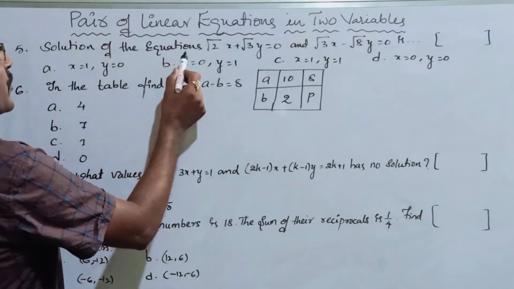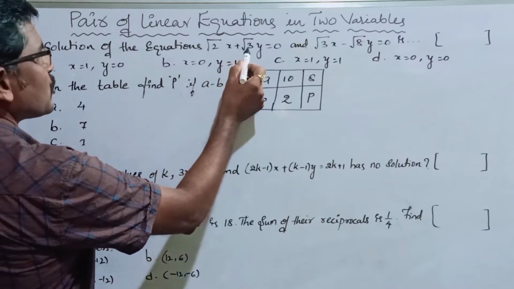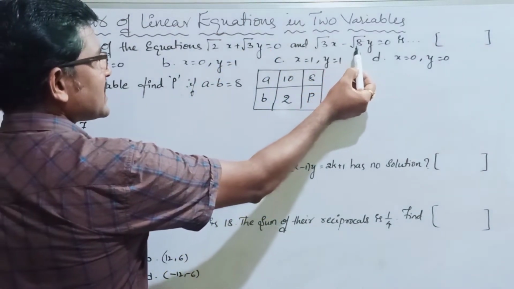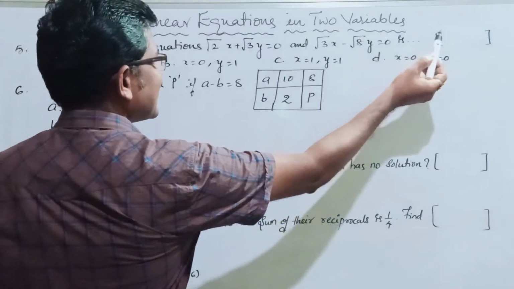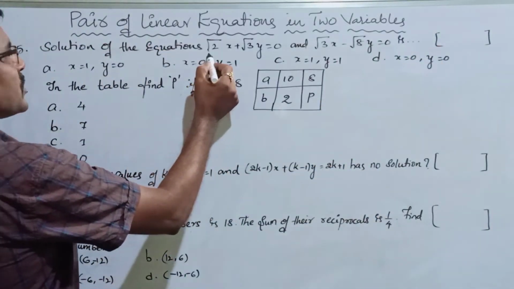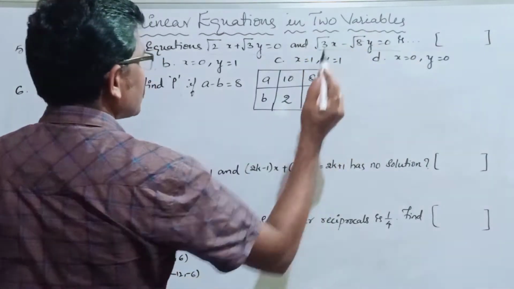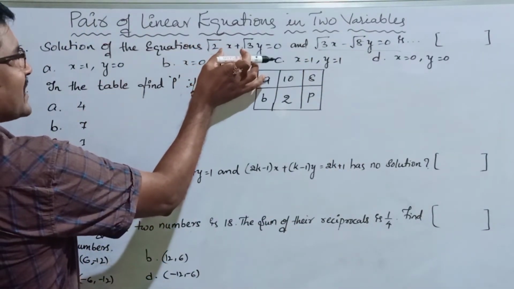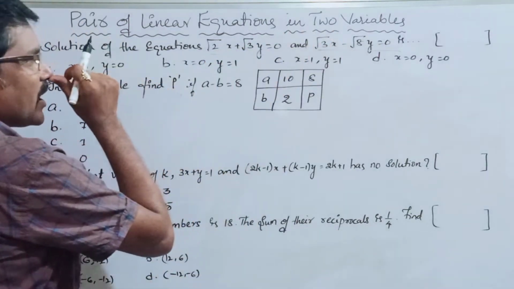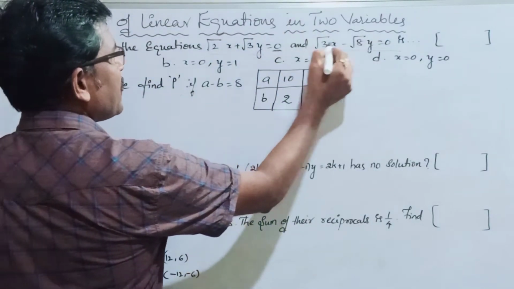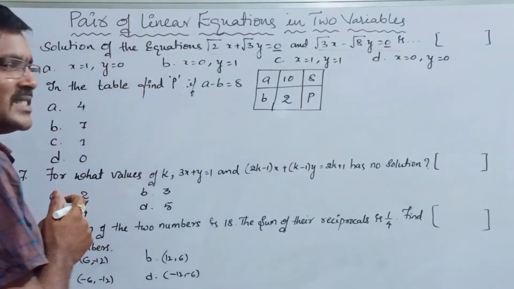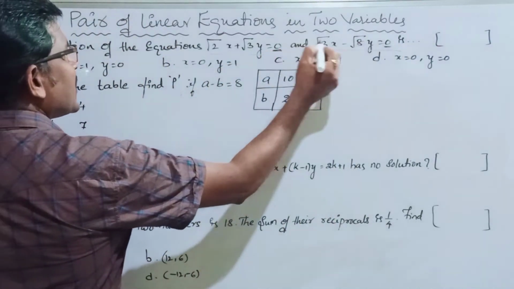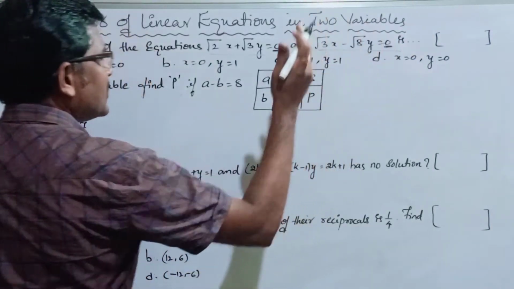Next problem, fifth problem. Solution of the equations root 2x plus root 3y is equals to 0 and root 3x minus root 8y is equals to 0 is. So ఇక్కడ ఈక్వేషన్స్ కి సొల్యూషన్ ఏంటి అని అడుగుతున్నాడు. సో this type of questions, ఇలాంటి questions వచ్చినప్పుడు we observe the values constant. C value is equals to 0 in both equations. సో ఇక్కడ మనం C value అనేది టూ ఈక్వేషన్స్ లో జీరోగా ఉంది.